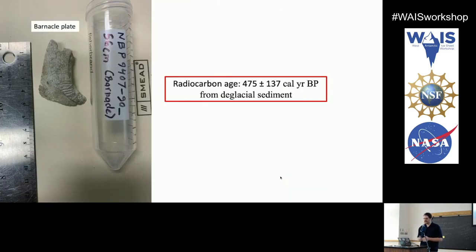And so this is just an example. This is one of the barnacle plates that we found in one of the legacy cores, and we sent it off to NOSAMS.